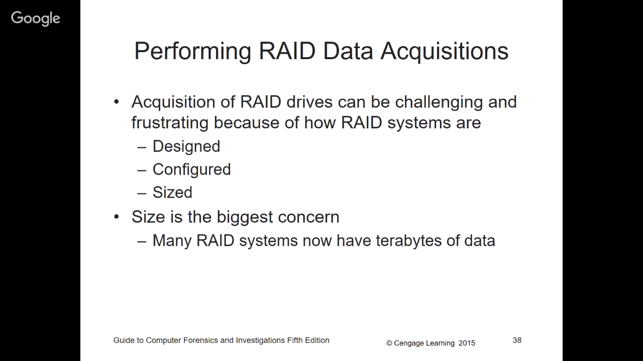So now we're going to talk about RAID, which is a redundant array of independent disks. It's basically, instead of your home computer or laptop computer having one drive, it has several drives, and there are several reasons for doing this. Acquisition is frustrating because of how it's designed, configured, and sized. Size is the big concern here, because most of the time they are done to increase the size of data, so what used to be a few megs, gigs, now becomes terabytes, petabytes of data.